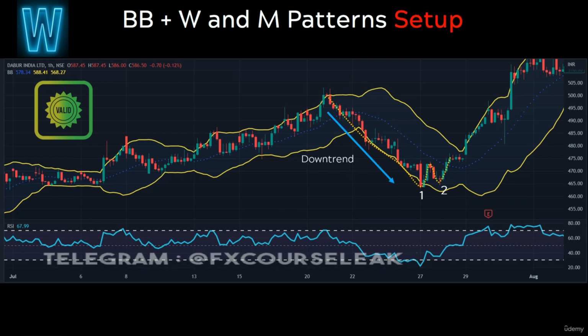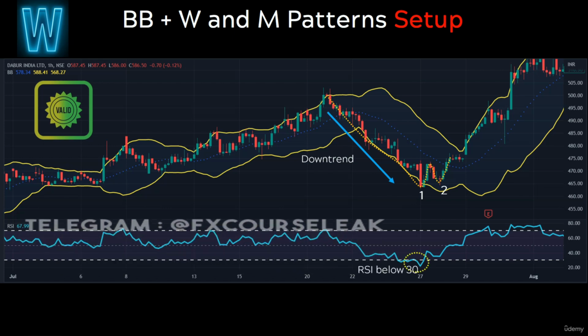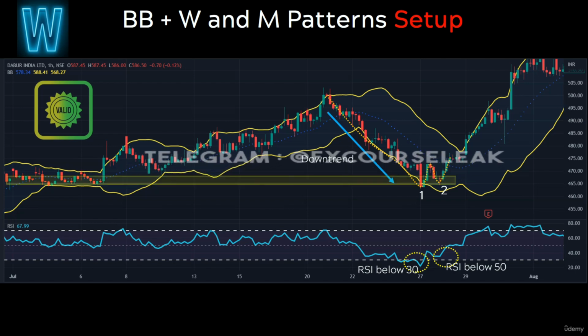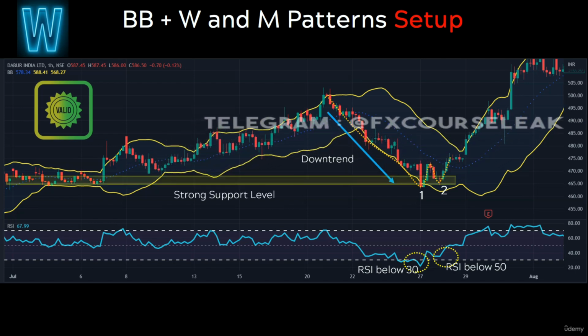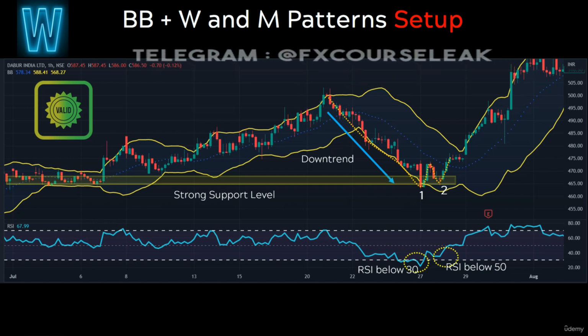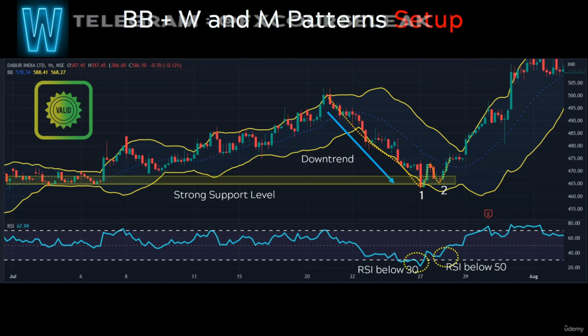Next, please note, at the first low RSI is below 30, while at the second low RSI was very close to 30. Finally, when we check previous price action, we saw that this W pattern is forming at a major price action zone. And so the probability of reversal is very high here.